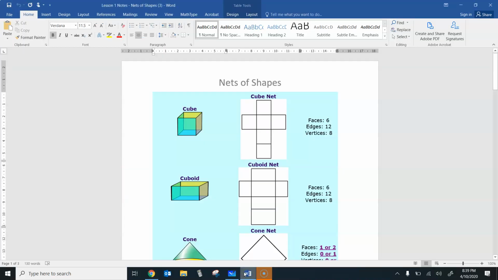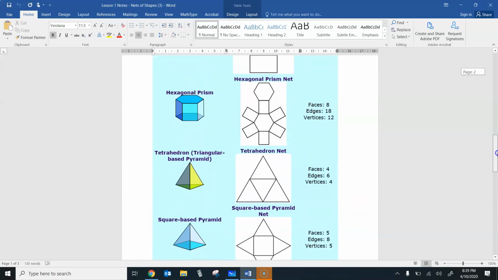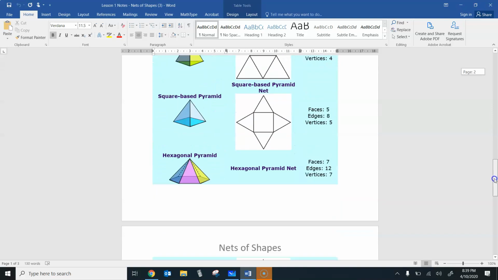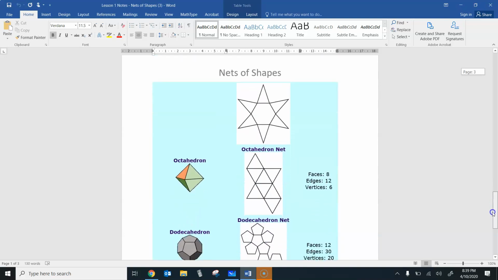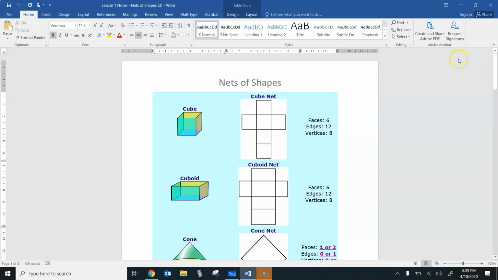And all this file does is it just goes through different nets of different shapes. So for example, a cube, if you were to open that up, what it would look like. A cuboid, what would it look like? As well as it goes through how many faces there are, and how many edges and how many vertices as well. A cone, a cylinder, etc. Okay, this might actually help you a little bit with the worksheet as well, because it goes through different nets of a variety of different shapes.